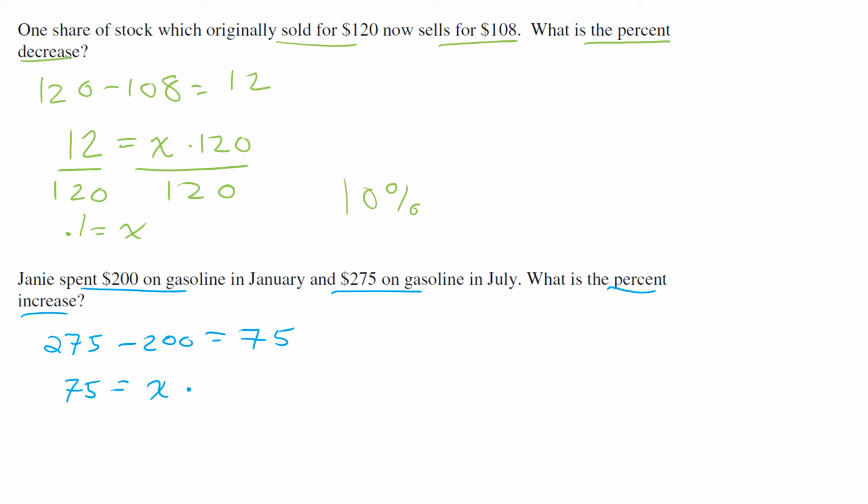So x times the original, which was what she spent in January, so times 200. So we'll divide both here by 200. So 75 divided by 200, that's 0.375 equals x. So as a percent, that's 37.5%.